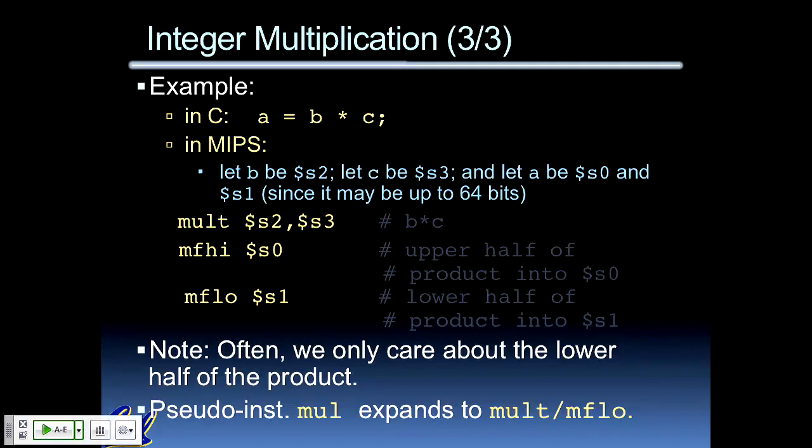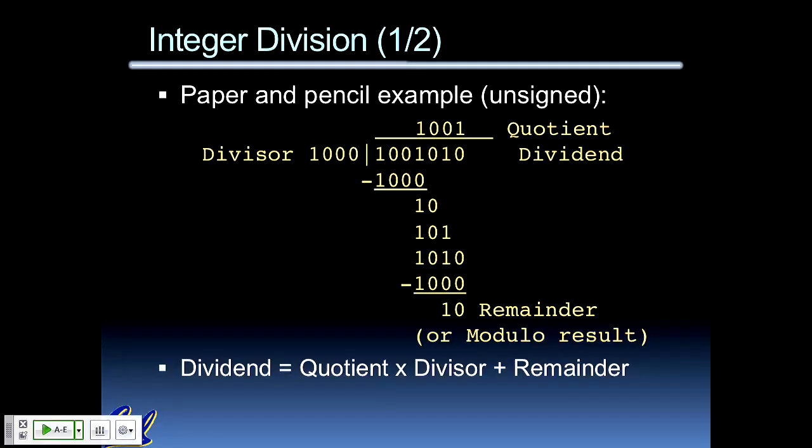Often in C code particularly, you only care about the lower half of the product. So in C, it's defined that if you multiply 2 integers, you get an integer result. The fact that it expands, the high bits are just ignored in C, right? So this pseudo instruction mul just expands into a multiply and the move from low. The move from high is just not needed because you don't need that high word as a result. You can't get at it. Okay, so that's integer multiplying in MIPS.